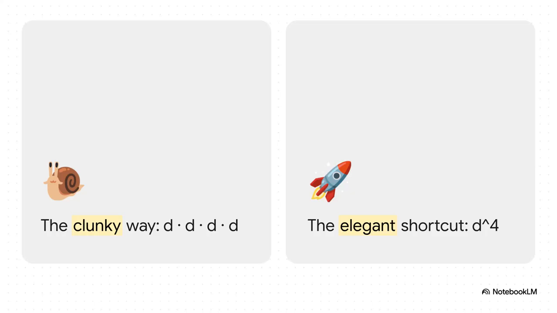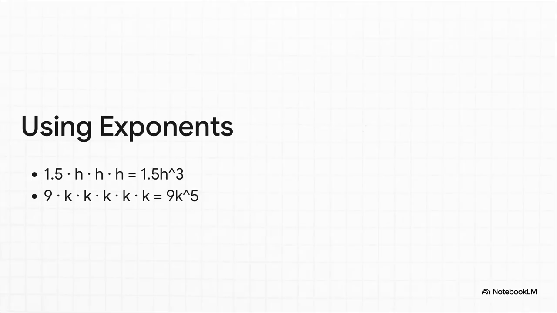Now this brings us to another brilliant trick of mathematical language, abbreviations. Just look at the clunky way on the left, d times d times d times d. I mean, who actually wants to write all that out over and over? Instead, we use exponents as a grammatical shortcut. That elegant shorthand on the right, d to the fourth power, says the exact same thing but in a fraction of the space. By simply counting how many times a factor is used, we can quickly condense things down.